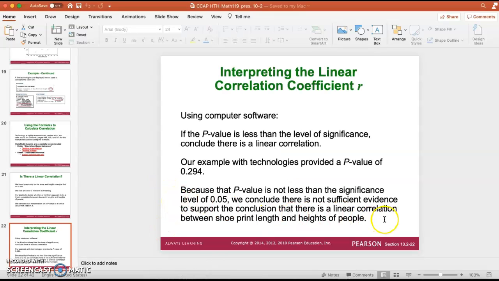And because the p-value is not less than the significance level of 0.05 or 0.01, depending on which significance level we would use, we conclude there is not sufficient evidence to support the conclusion that there is a linear correlation between shoe print length and heights of people.